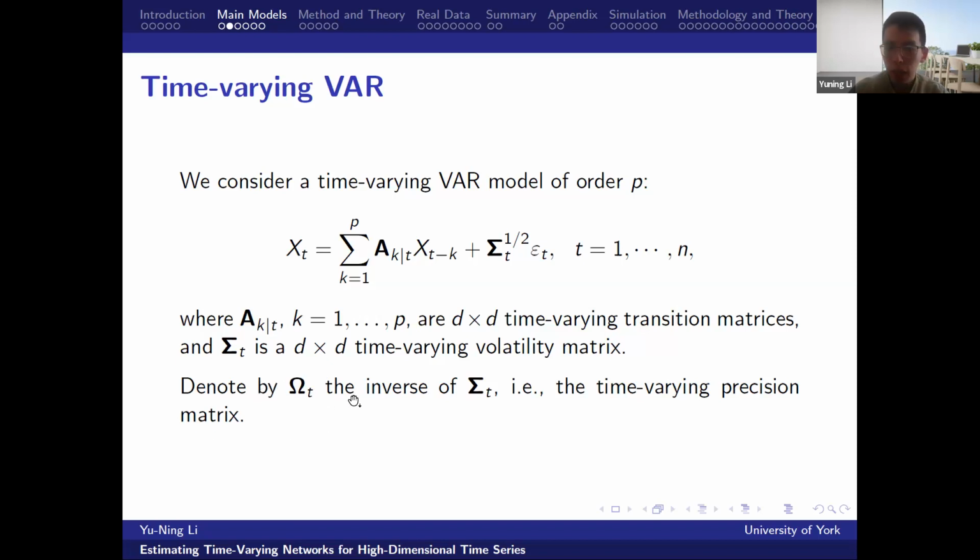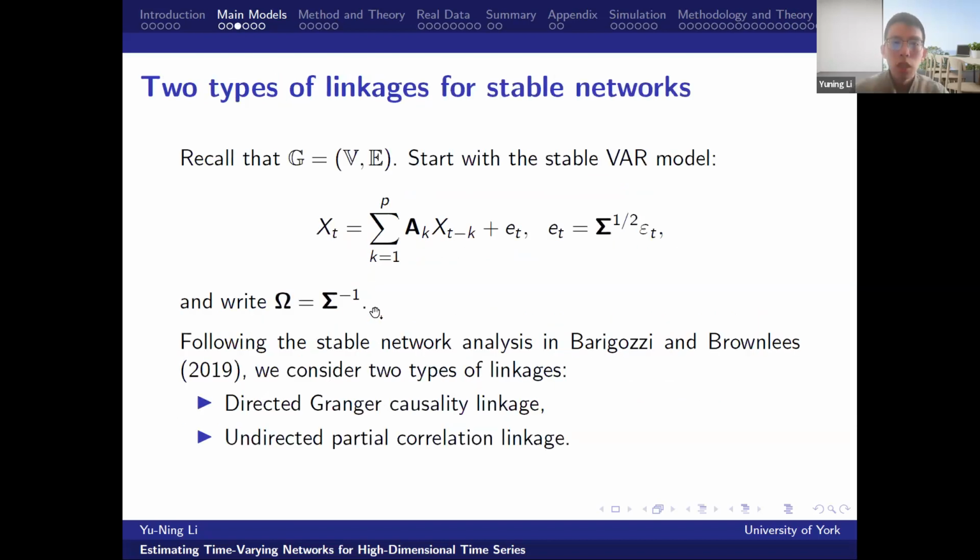Here I denote Omega_t the inverse of the covariance matrix. It's also called the precision matrix. Under this assumption, it will change over time as well. Then we try to define two networks based on this model. We follow Barigozzi and Brownlees' paper to define two networks. One is the Granger causality network, and the other is the partial correlation network.